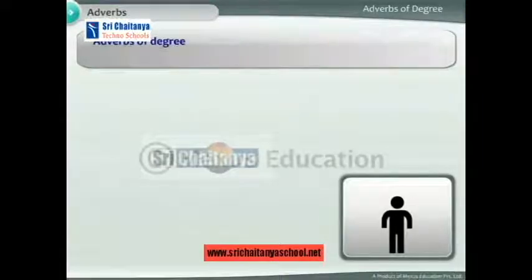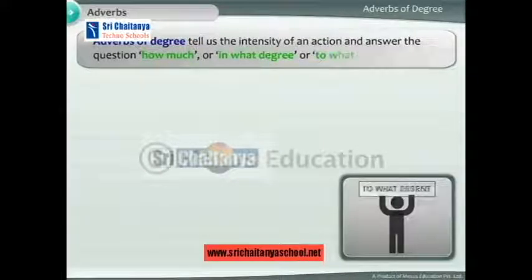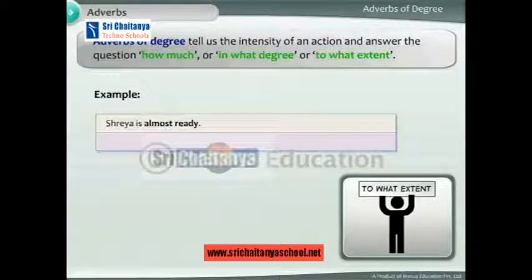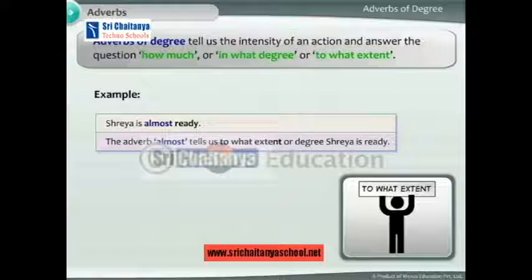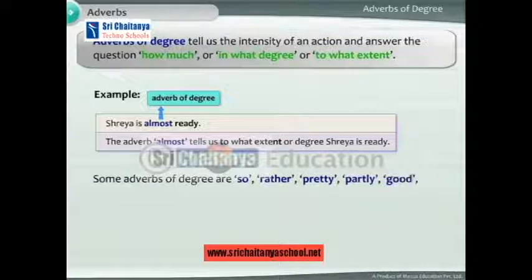Adverbs of degree tell us the intensity of an action and answer the question how much, in what degree, or to what extent. Take a look at this sentence. How ready is Shreya? Shreya is almost ready. In this sentence, the adverb almost tells us to what extent Shreya is ready. Almost is an adverb of degree. Some other adverbs of degree are so, rather, pretty, partly, good, and enough.